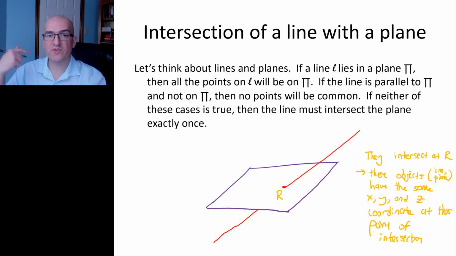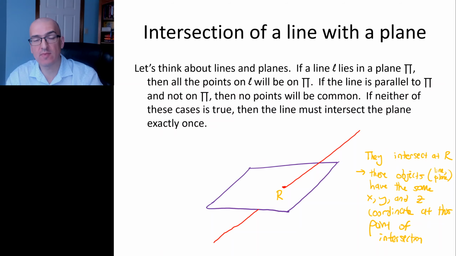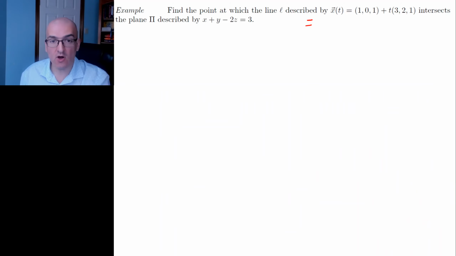So if you knew what the x coordinate was for the line at the point of intersection, it has to be the same x coordinate for the point of intersection of the plane. I mean, that's what it means for them to intersect. They share the same x, y, and z value at that point. And that is actually all that we need to solve the problem. To acknowledge that if two geometric objects cross, if two geometric objects intersect, the x coordinate for one is the same as the x coordinate for the other. The y coordinate is the same as the y coordinate. The z coordinate is the same as the z coordinate.